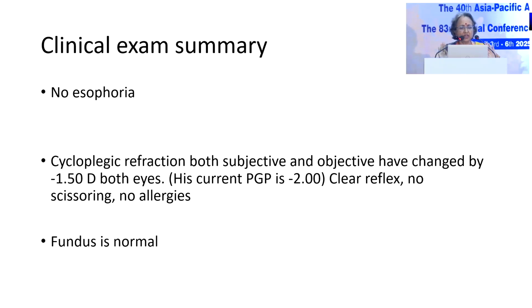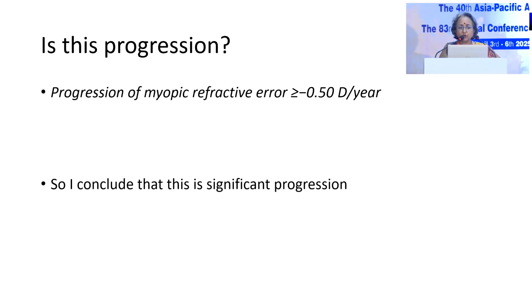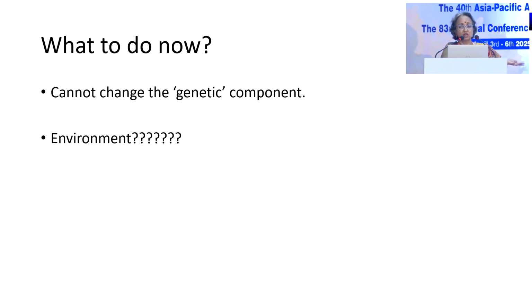I summarize the clinical exam. No esophoria, cycloplegic refraction has increased by -1.5. Objective, subjective, everything. Fundus is normal. So is this progression? Progression of myopic refractive error, remember, more than equal -0.5 is progression. Yes, this is progression. Significant progression. So what do we do now?